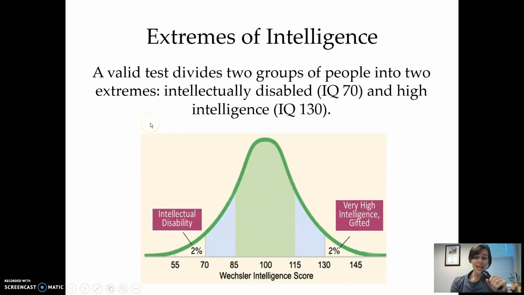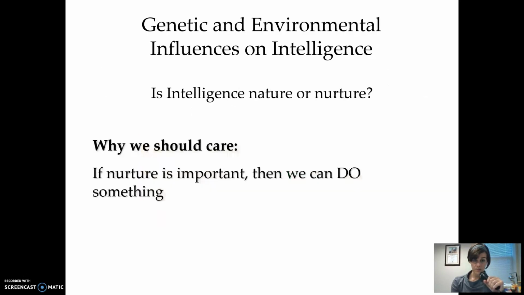So a valid test is actually going to divide 2 groups of people into 2 extremes that are very significantly different from each other. So we've got our very high intelligence or gifted people. They're 130 or higher. They're beyond 2 standard deviations from the mean. And then we have intellectual disabilities, people who are under 70, and that's about 2% as well.